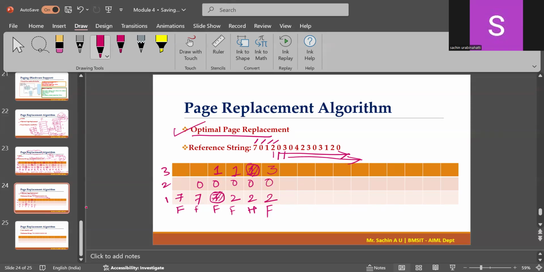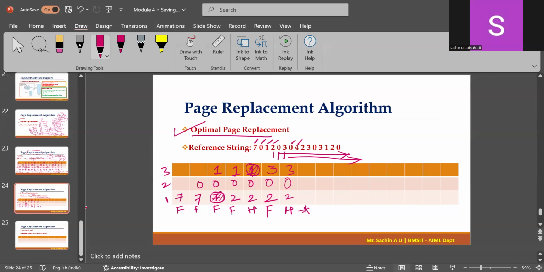Hope you are getting how this optimal page replacement algorithm is working, something different from your first in first out. So 3 is done. 0, yes, 0 is already present, so I will term it as a hit. 4, is it there? No, so I will term it as a fault. So after 4, you can see 2, 3, 0, right?